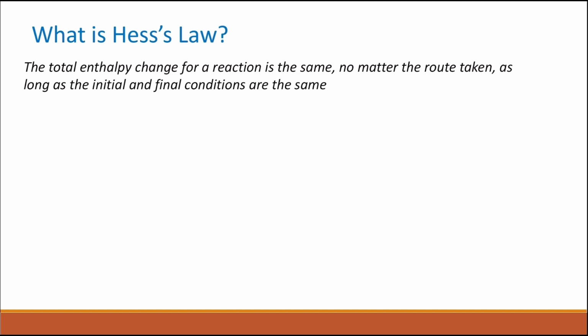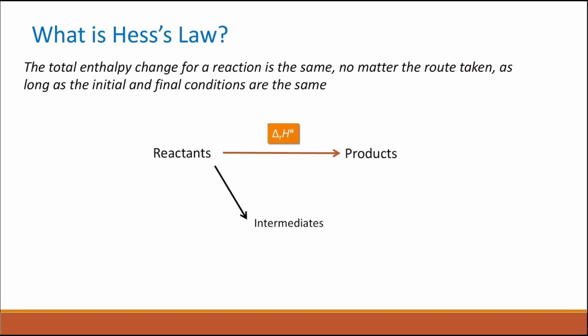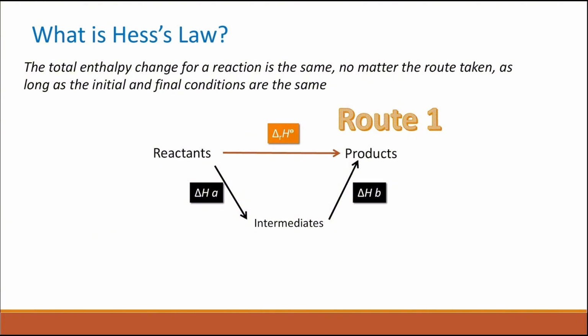So what is Hess's law? Hess's law states that the total enthalpy change for a reaction is the same no matter the route taken. So if you have reactants reacting to give certain products, whether it goes directly from reactant into product or whether it goes through an intermediate, for each of these reactions there will be a certain enthalpy change. Now we have 2 different routes. The total of route 1 will equal the total of route 2.